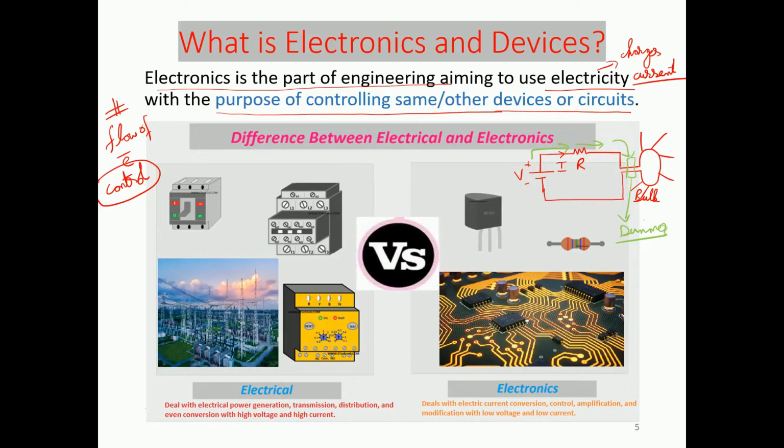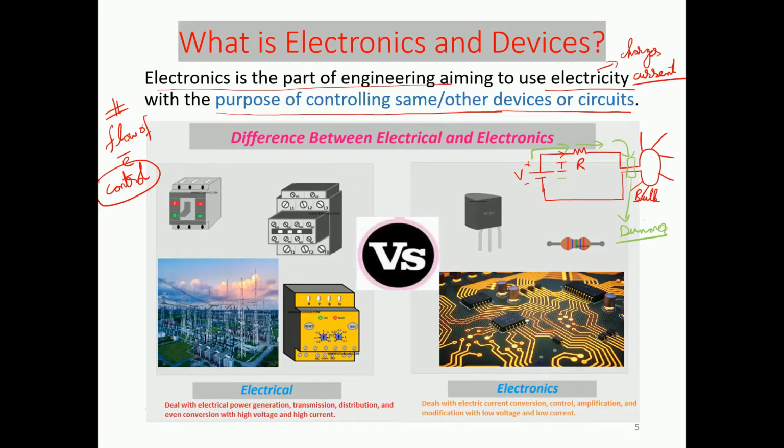So we can say that in electronics, the flow of electrons gives us the flow of current, and in an electric circuit we are unable to control the flow of current because there is a dedicated path where the current flows and performs a certain task. In this case, it glows a bulb.